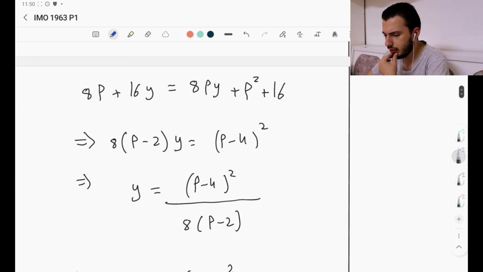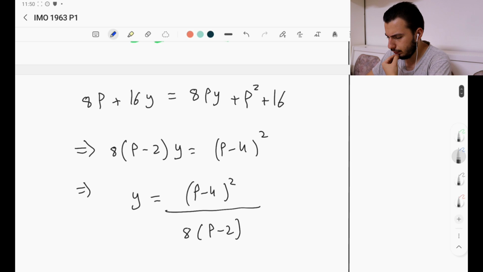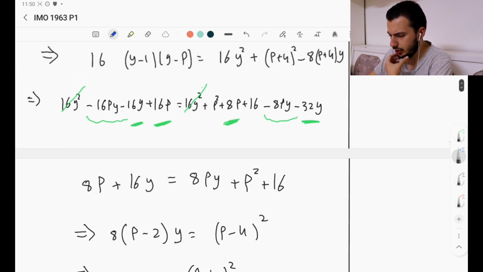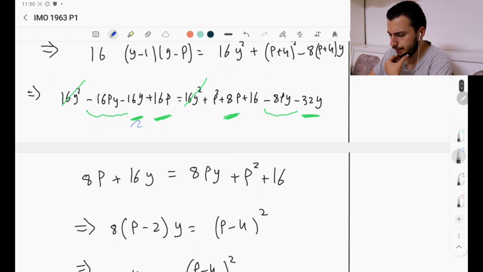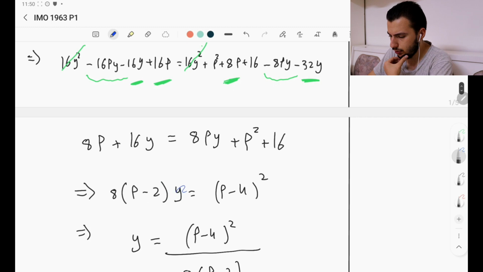Guess I made a mistake somewhere. Okay, just a second. Let's see here. Yeah, okay, like here, p minus 2. So to the left hand side, here we have 8py. Oh wait, it should be negative 2 minus p, I think.